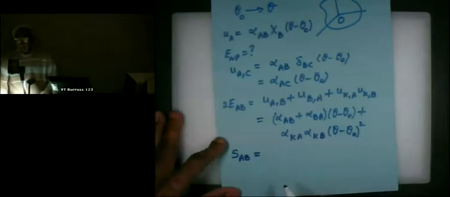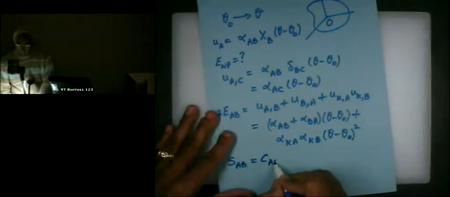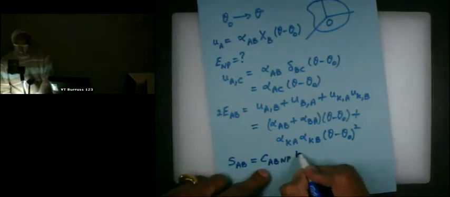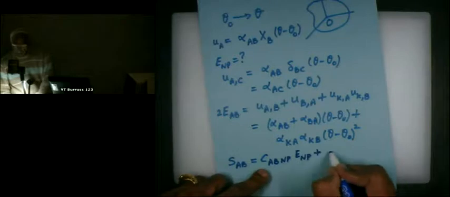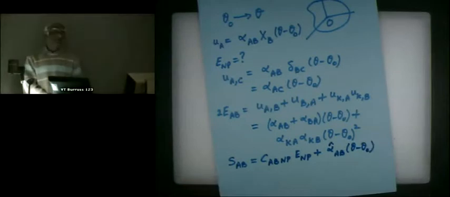So S_AB, we found last time that S_AB equals this. So C_AB NP, E_NP plus alpha_AB hat (theta minus theta_0). So let's substitute for E. Does it make sense?